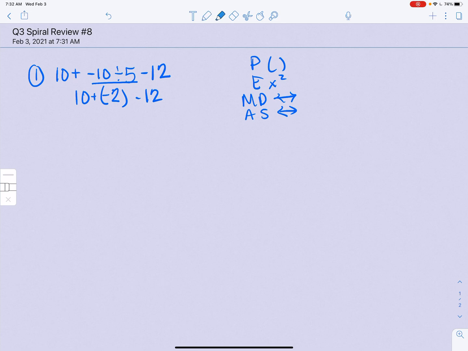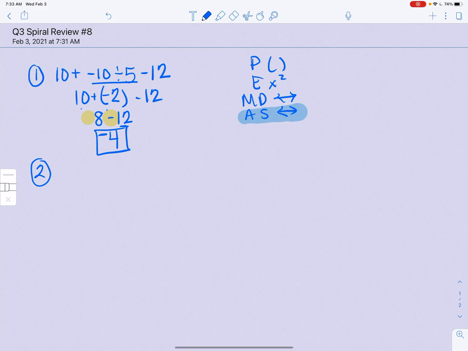Then the next step that I'm going to work with is the add and subtract from left to right. 10 plus negative 2, that means 10 minus 2, which is 8 minus 12. So this goes back to making sure that we remember we have a positive 8 and a negative 12, so I find the difference, which is 4. My last thought is to think, is it positive or negative? And because 12 is further from 0, has the bigger absolute value, the answer is negative 4.